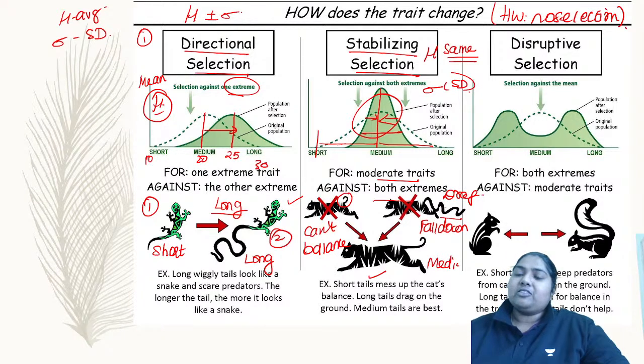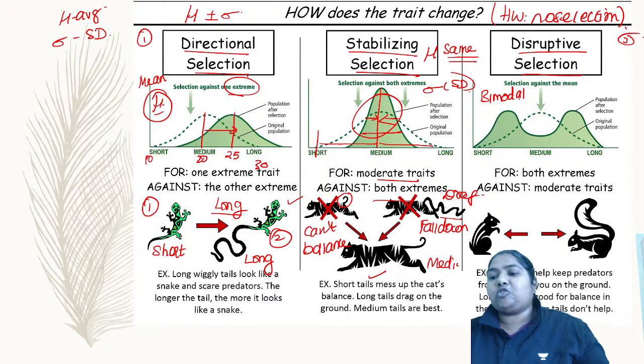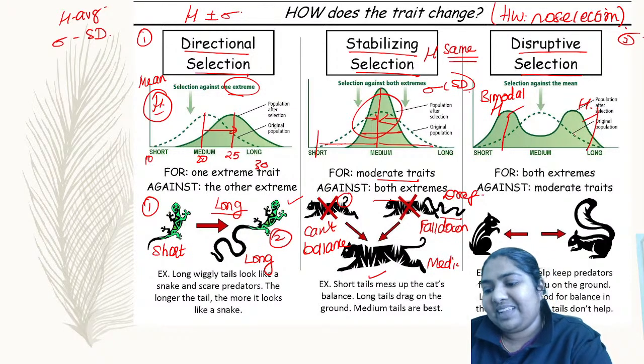The final type is disruptive selection. Disruptive selection is called bimodal. Bi means two, so it has two means. This is going to be one mean, and this is going to be the other mean. If it has two means, obviously it is disruptive selection.